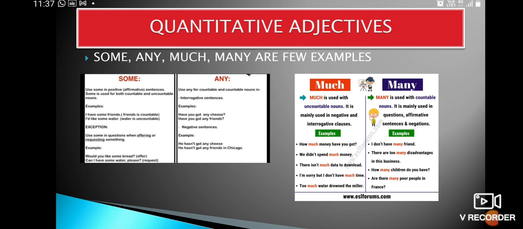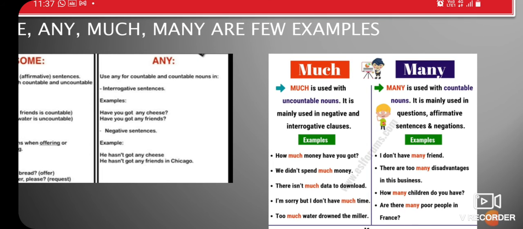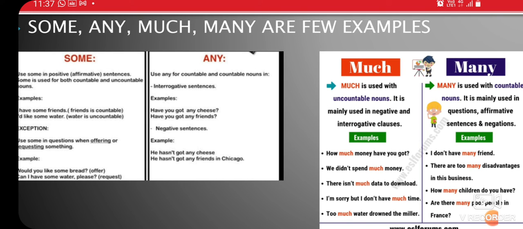Now, have you understood? This is the use of much and many. I again repeat the use of some, any and much, many. Some and any both are used with countable nouns. Some is used for affirmative sentences. Any is used for interrogative sentences and negative sentences. And much is used with uncountable nouns and many is used with countable nouns.